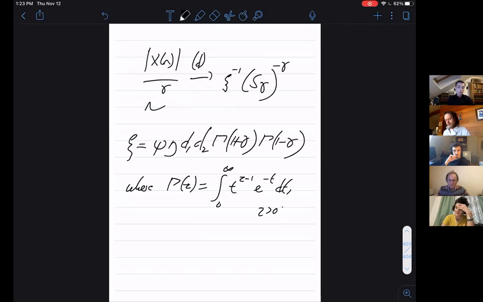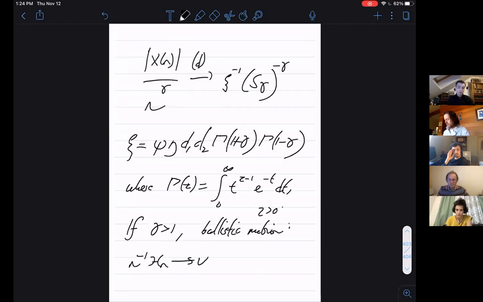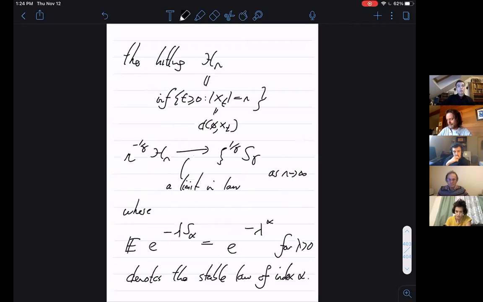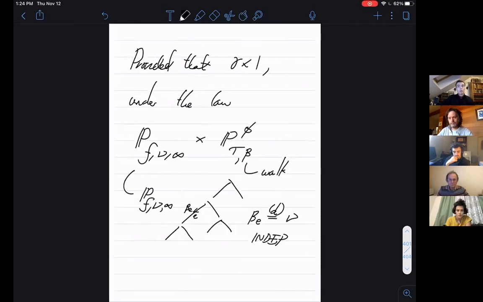Now, we should just say something: if gamma is bigger than 1, then that's a regime where we have ballistic motion. The time it takes to reach distance n is converging to a positive constant. It's a given, non-random positive constant, with almost sure convergence under this law with a slightly long name. This law is the law that governs everything.